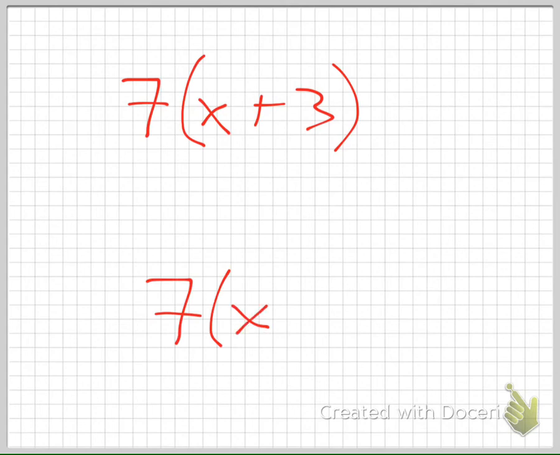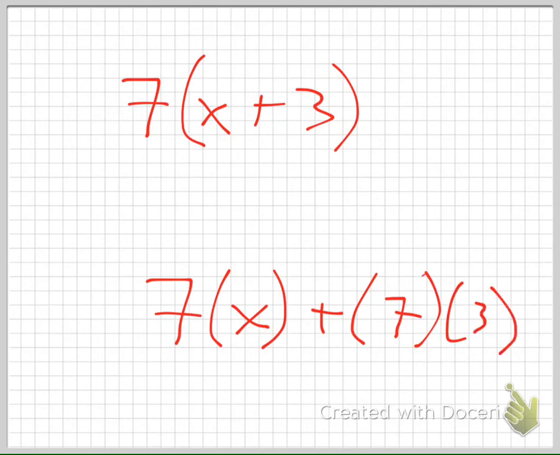Okay. One last type of problem that I want you to know how to do is this. Remember when I showed you that 7 times x plus 3 is the exact same thing as 7 times x plus 7 times 3. Right? Does that make sense? I showed you that. That's why we distribute it. We just do rainbow, rainbow.